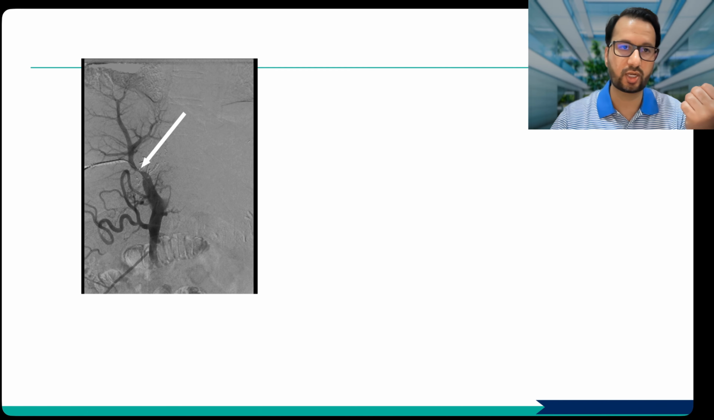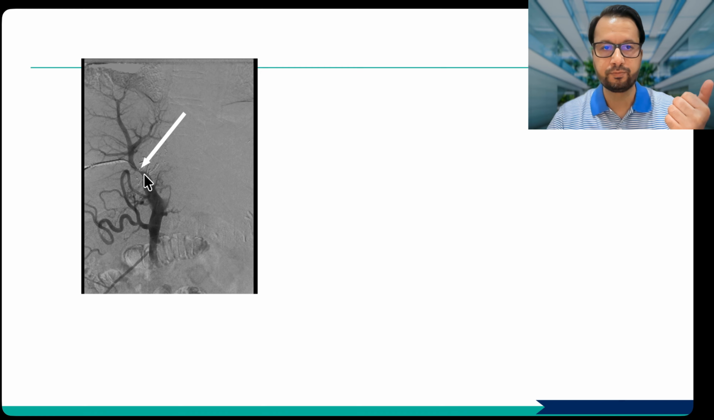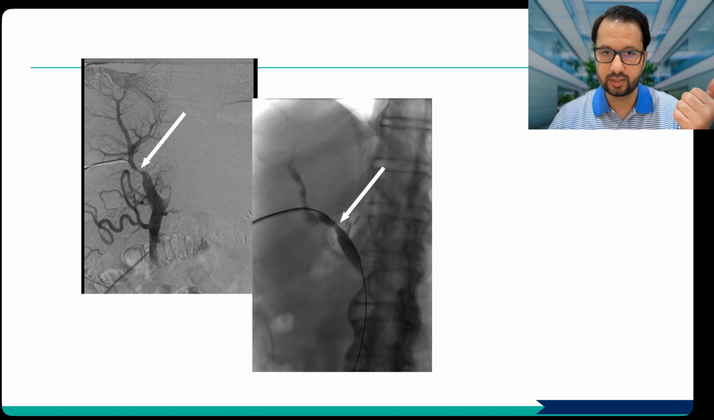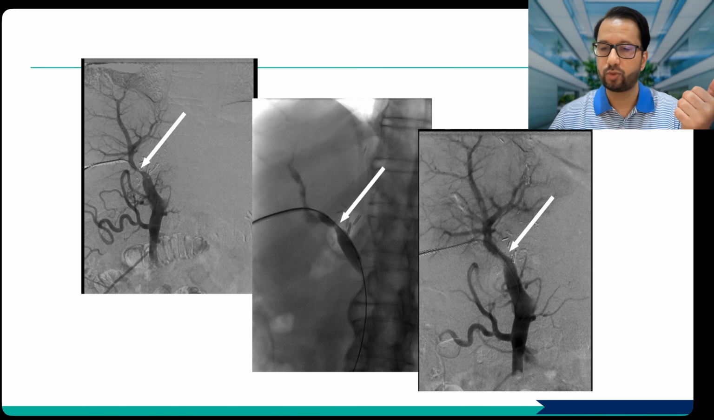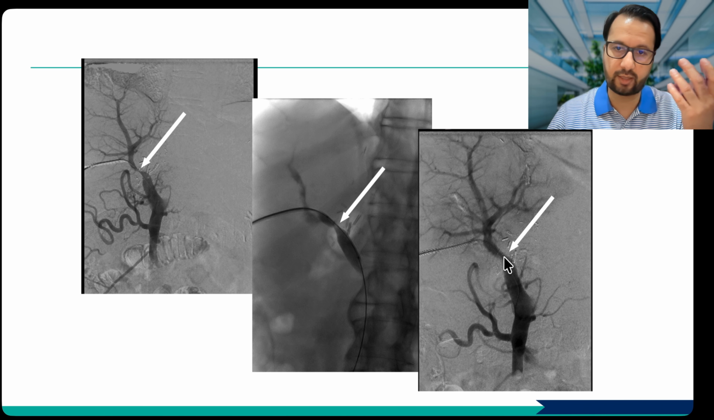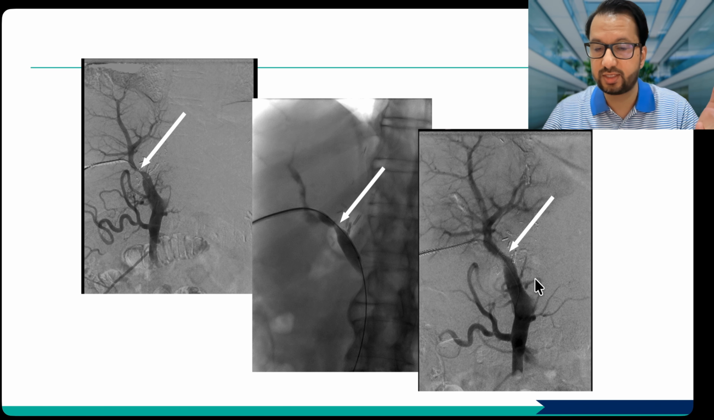This is the angiogram and it shows clearly a severe stenosis at the hilum, and we were able to balloon dilate it and achieve a good portal diameter even without placing a stent. So only angioplasty was done in this case.